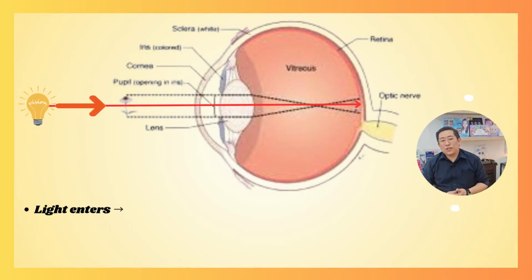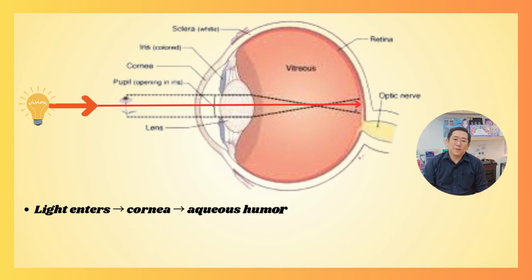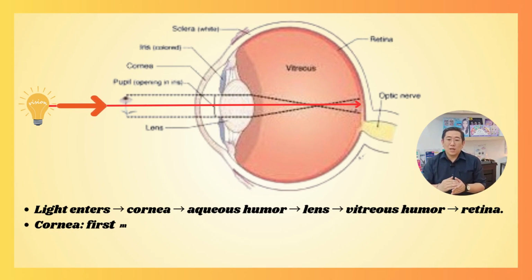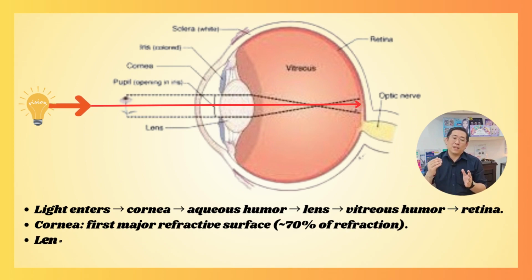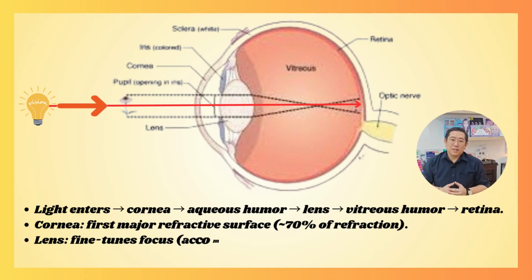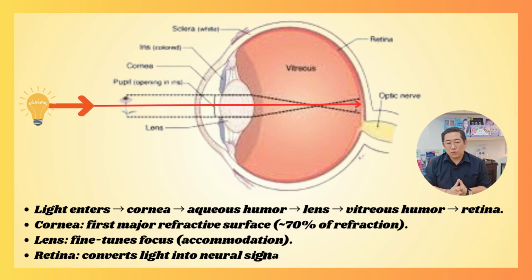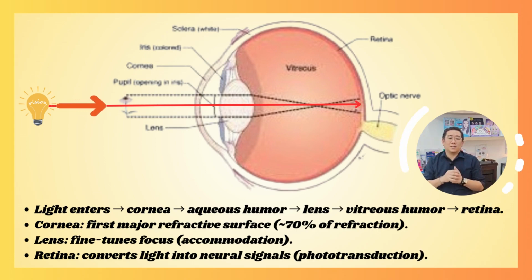Now, let's follow the journey of the light through the eye. Light first enters the eye through the cornea, then passes through the aqueous humor, the lens, and the vitreous humor before finally reaching the retina. The cornea does most of the focusing, the lens fine-tunes the focus, and the retina acts as the screen where the image is projected. This structure is transparent to allow maximum light transmission, and even small disturbances can affect vision.